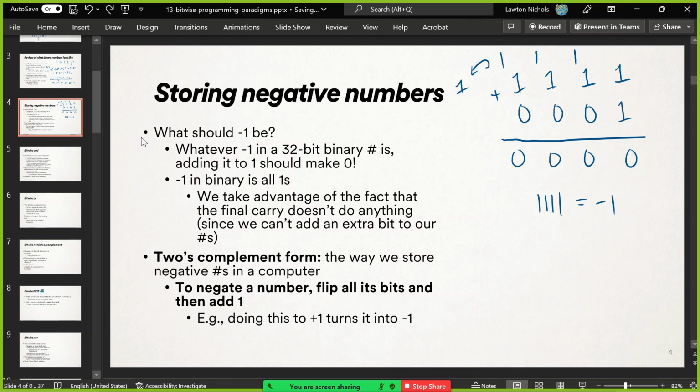Are there any questions about that? 1, 1, 1, 1 is -1. It's the binary number with all 1s. That is -1, because when you add it to 1, you get 0. That's how you do it.